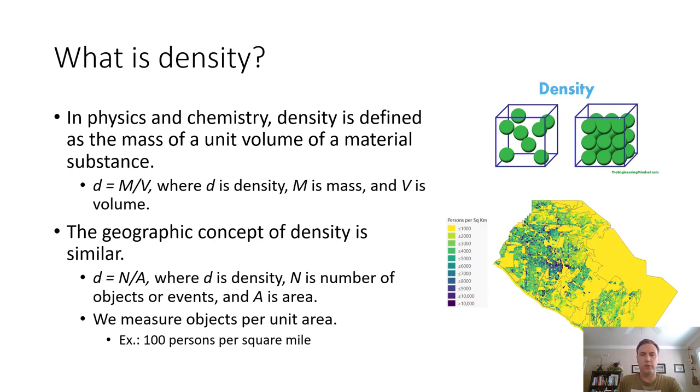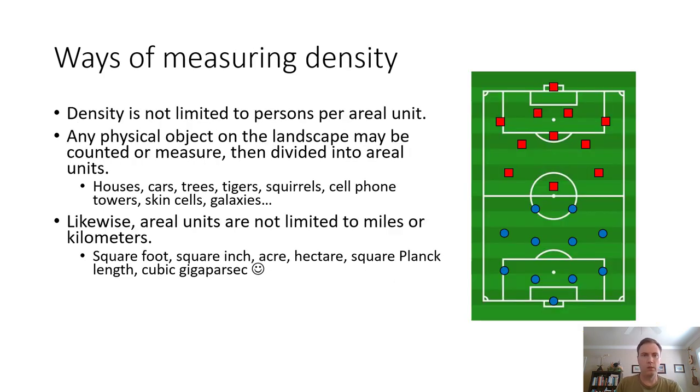So even a square kilometer is actually a pretty large unit for Orange County, because Orange County has over 3.2 million people in an area of only 800 square miles. So it's a very densely populated county. Okay, so moving on. So ways of measuring density.